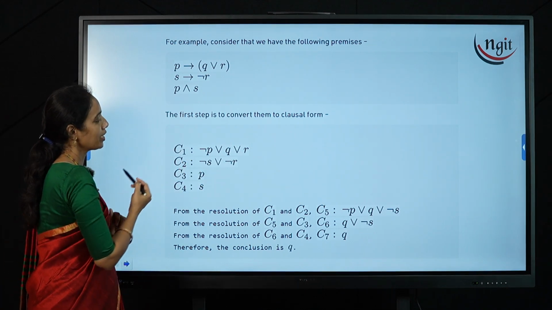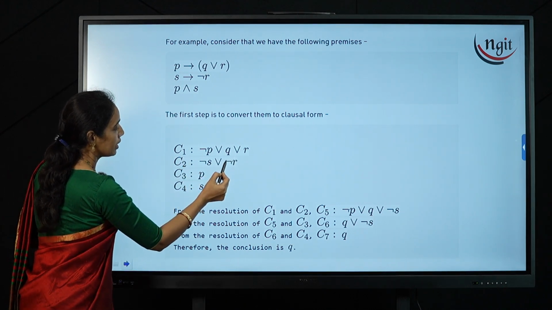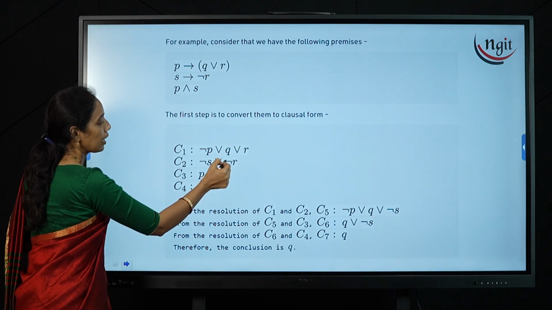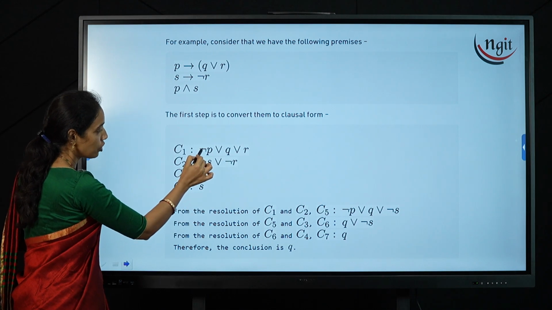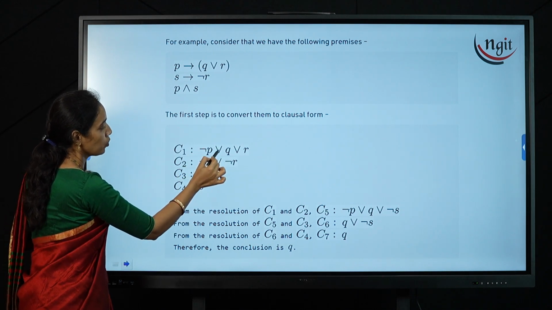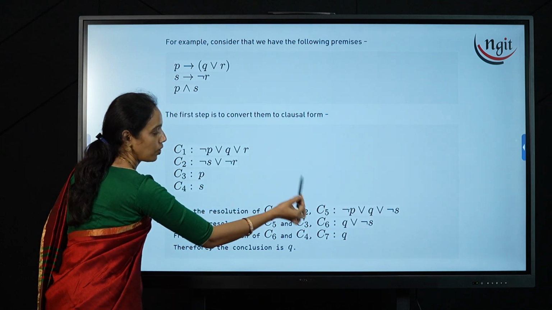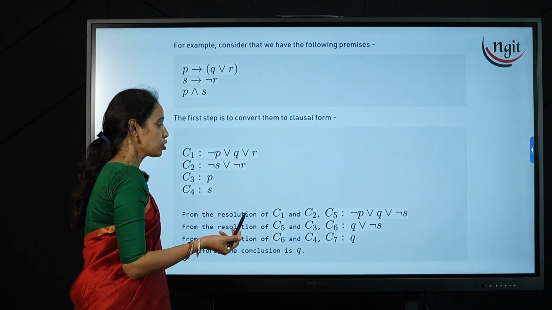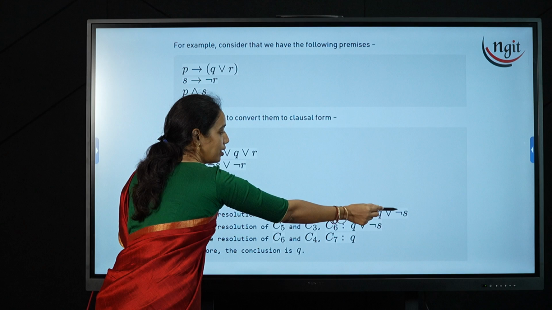See here, I am going to take C1 and C2. Why C1 and C2? Here R is there, and here negation R is there. When I introduce these two, R and negation R get cancelled, and the result will be negation P, Q, R, negation S. This is the clause C phi. So the resultant is negation P, Q, R, negation S.